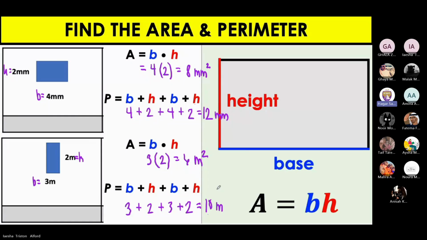Yes. Do we must multiply and add? It depends on if they want area or perimeter. Okay. This one, in which page? It's not on any page. This is me helping you before I start.